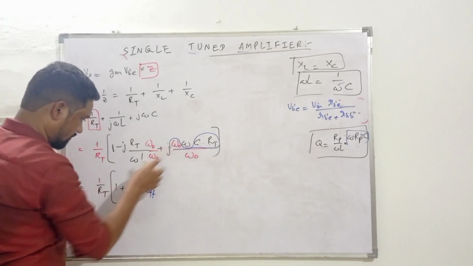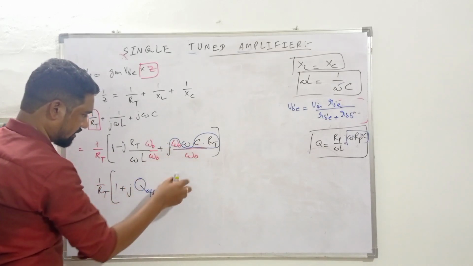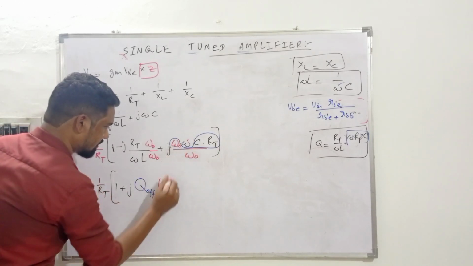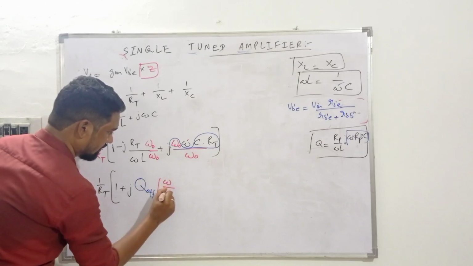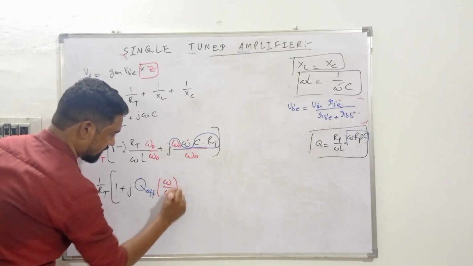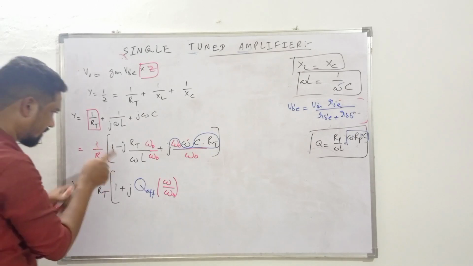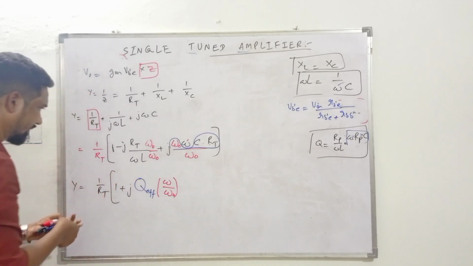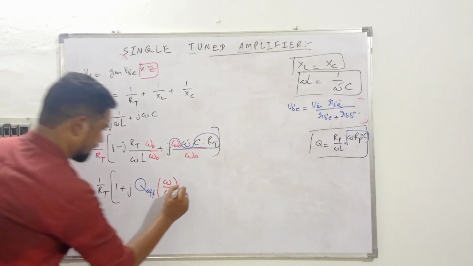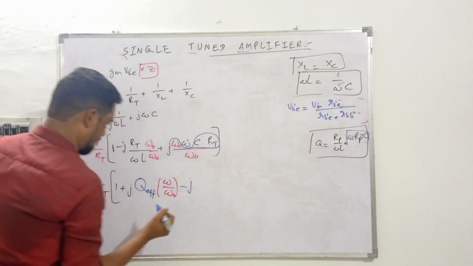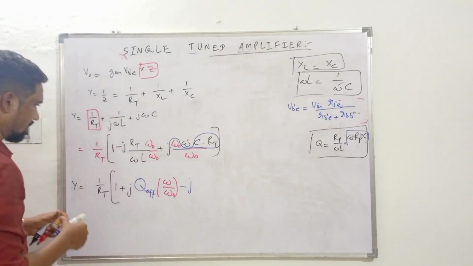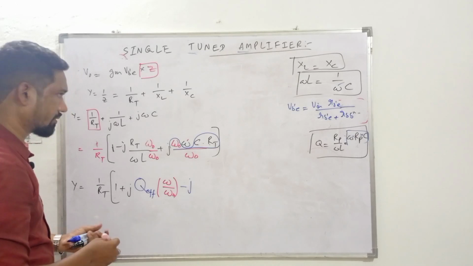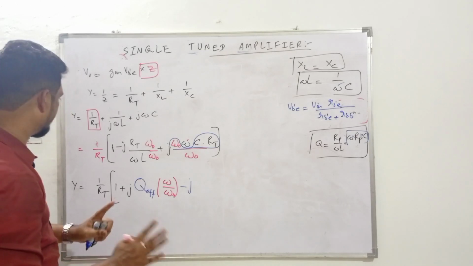So if this is Q, j has come out, this is Q, and what is left over? What is left over here? This ratio is left over, omega by omega naught is left over, isn't it? And from here, even we have a hidden Q over here. Let's find out where that hidden Q is. So negative j, and where is that? R by omega L.